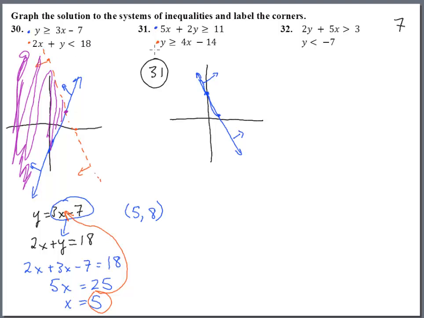There we go, now we're set. So we're down here at negative 14, somewhere like that, and a slope of positive 4. 1, 2, 3, 4 over 1. So that's a solid line as well.